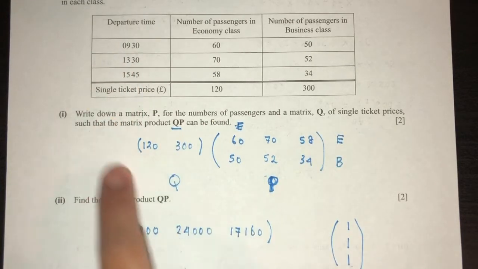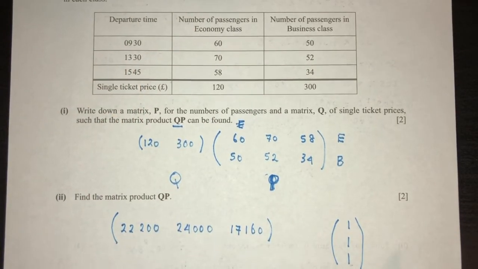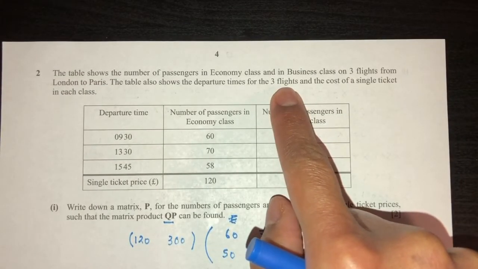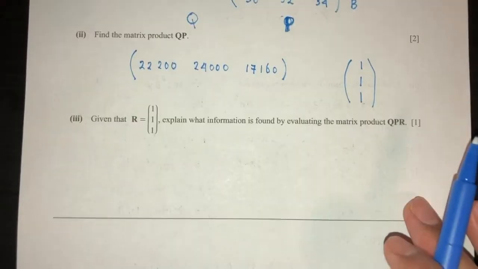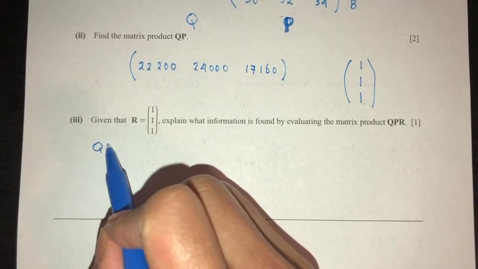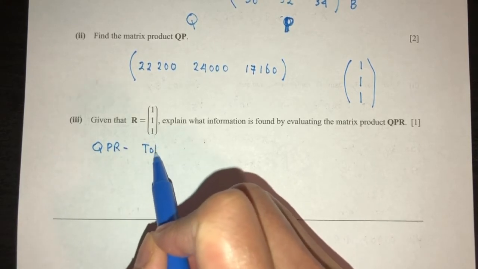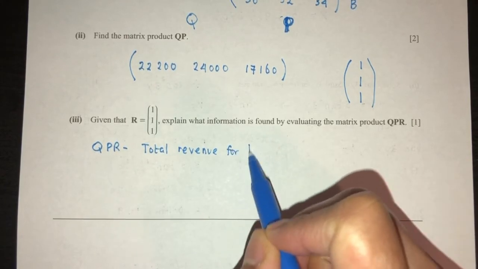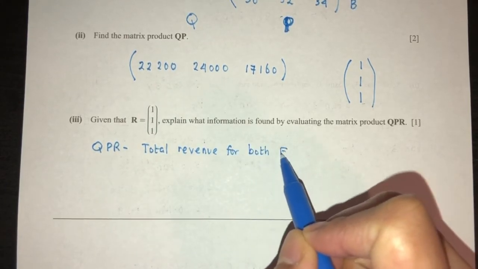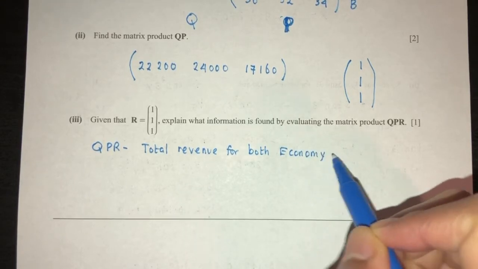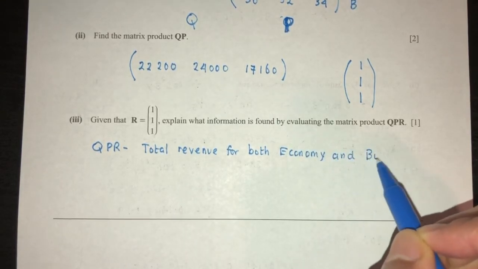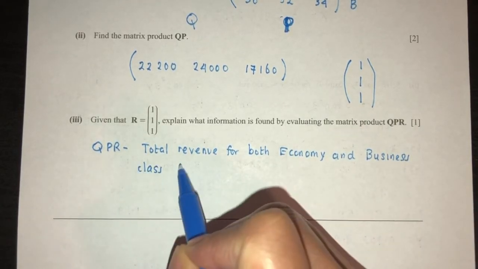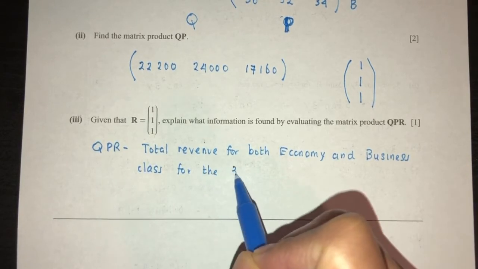So everything together will be what? You can call this the total revenue for the 3 flights on the table. Let's write this down. So QPR is basically the total revenue for both economy and business class for the 3 flights.